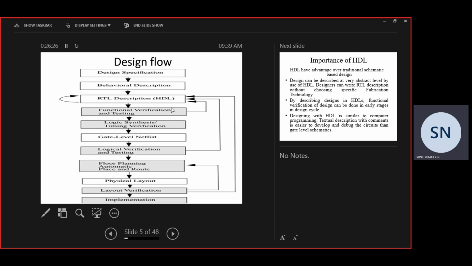Now the circuit is coming. So this is the AND gate. Correct? The truth table is verified.